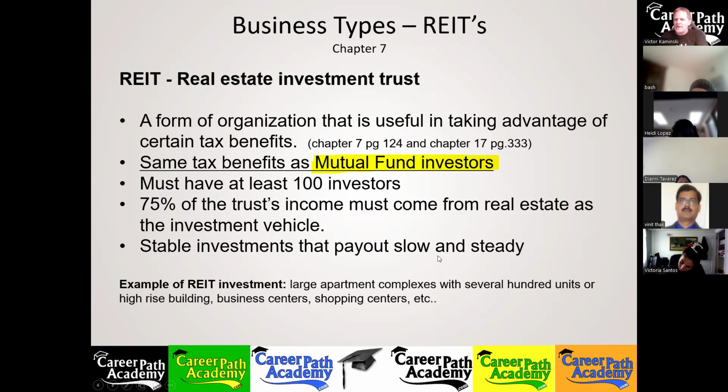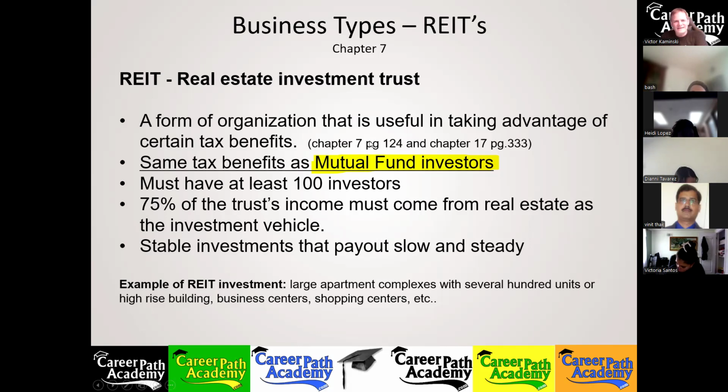They are stable investments that pay out slow and steady. REITs usually buy up large apartment complexes, where there are hundreds of units. We're talking about tens and twenties and thirties and up of millions of dollars for the value of these properties. I actually had a REIT investor come into my office one time. They just walked in the front door and asked, "Do you have any apartment complexes or shopping centers or strip malls or something for sale? We're looking for things that start in a range of $20 million." I said, "I wish."